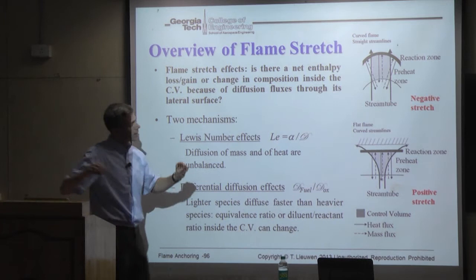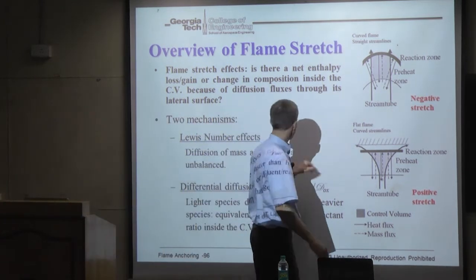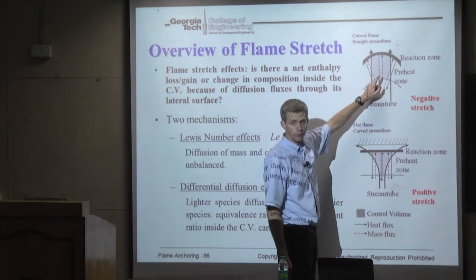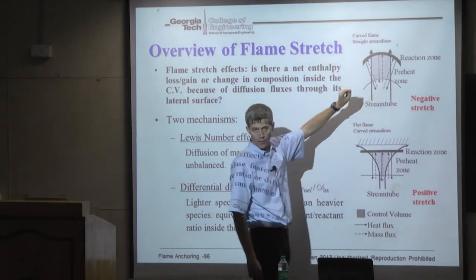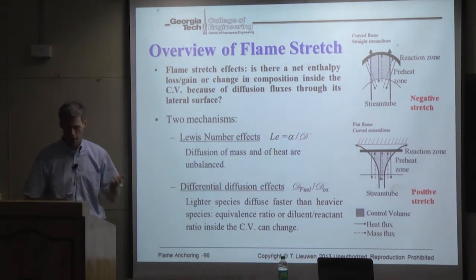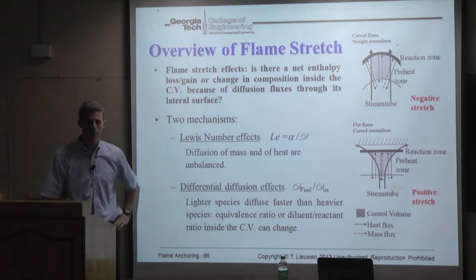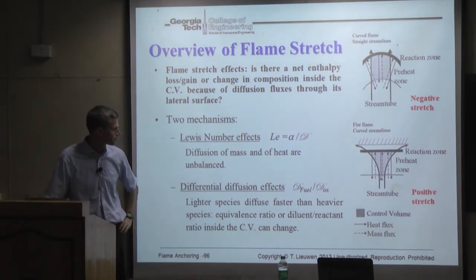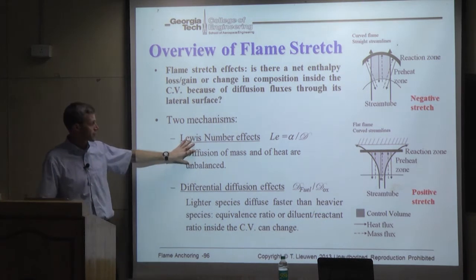For this example I gave you, right here, if alpha is greater than D, flame speed is going to go up. It's going to be higher than the unstretched flame speed. Flame temperature will be higher than the unstretched flame; the temperature will be higher than the adiabatic flame temperature. So that's one mechanism, the Lewis number effect.